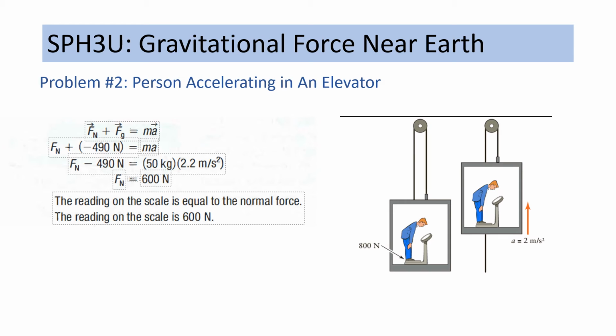So force N plus force G is MA. Fn plus negative 490 newtons equals MA. So Fn minus 490 newtons is 50 kilograms times 2.2 meters per second squared. So it is 600 newtons. The reading on the scale is equal to the normal force, 600 newtons.